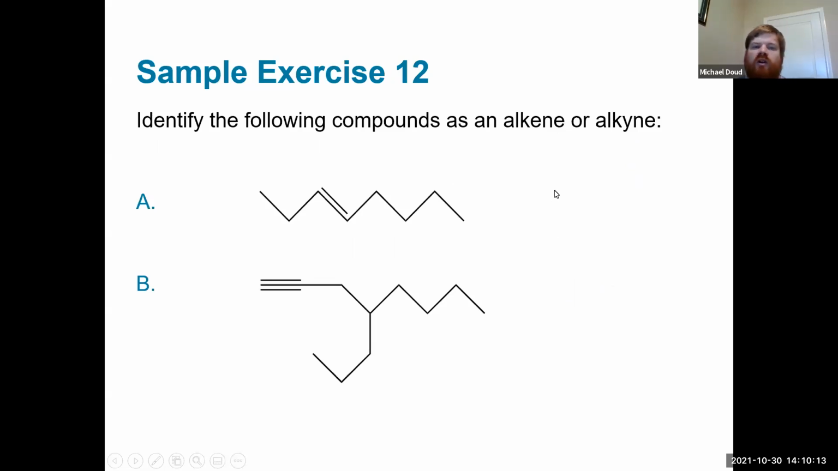Okay, so we're going to start it easy. Just take a look at A and B here. Identify it as either an alkene or an alkyne based on what we've talked about. So go ahead, pause the video. Let me take a sip of my tea. And when we come back, we are going to go ahead and just give you the answer here.